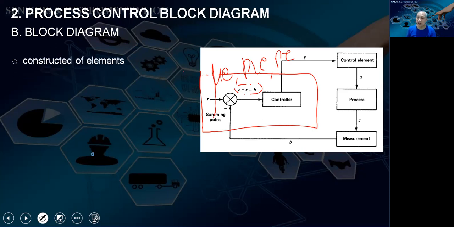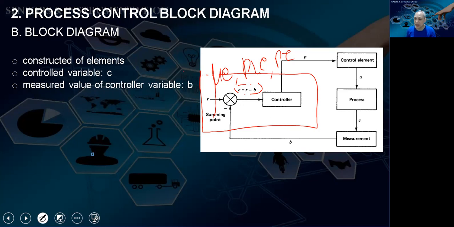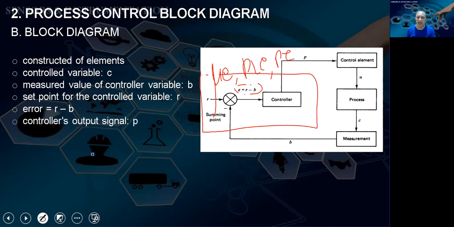So if you look at it, it is constructed of elements, and the control variable is C. That's the one that we need to achieve. The measured value of the control variable is B, because we need a sensor to sense it and transform it to an electronic signal so that we can compare with the set point R, which gives the error, R minus B. And then the controller's output signal is P in this picture, sometimes we use U. P is the manipulated variable. This is the variable that we use to control the control element. And then U is the controlling variable. So these are the names. When you are reading some case and it contains these terminologies, you should be able to check on this page.